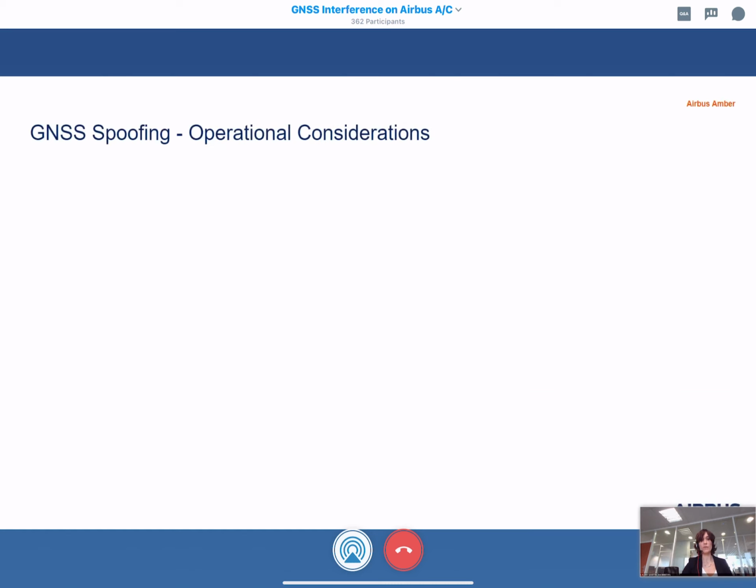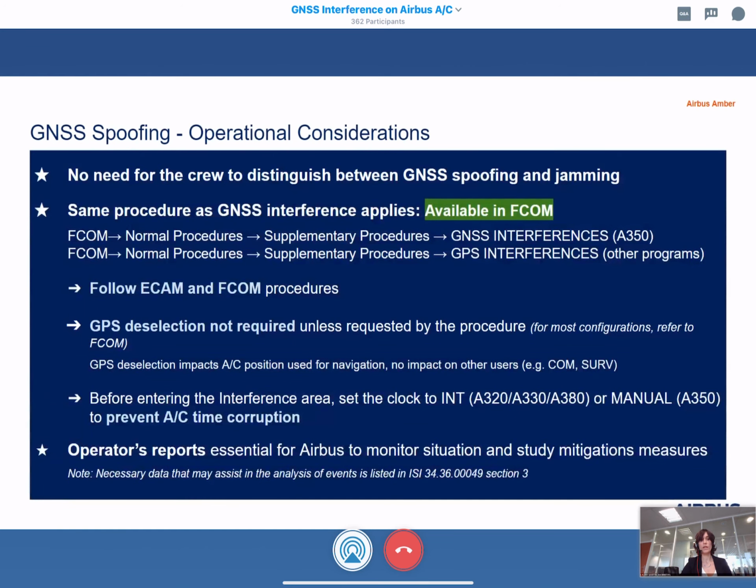Which are the operational considerations regarding spoofing? There's no need for the crew to distinguish between GNSS spoofing and GNSS jamming. The same procedures as for GNSS interference apply, which are available today in the FCOM. Follow ECAM and FCOM procedures; GPS deselection is not required unless requested by the procedure. Please note that GPS deselection impacts only the aircraft position used for navigation, and it has no impact on other users such as communications or surveillance.